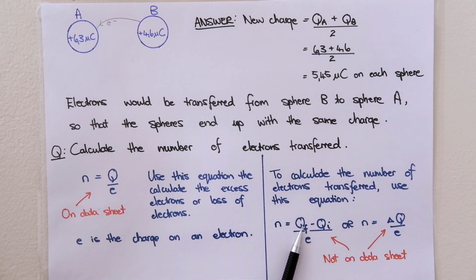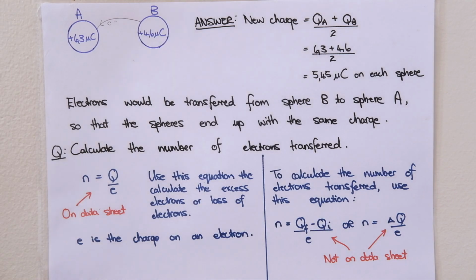Or you can say Q final minus Q initial is change in Q. Use either of these two. Again, this is an equation that is not on the data sheet, but use this equation to calculate the number of electrons that are transferred from one charge to another.